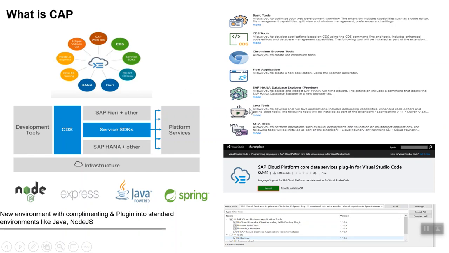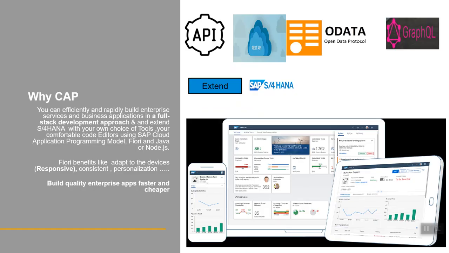Now we see what the tools are. We will also see why we need this CAP. As we read, to develop enterprise-ready services, REST APIs or the OData protocol, or to extend S4 HANA, or to develop the Fiori applications, we are going to use CAP. So with CAP, we can rapidly and efficiently build enterprise services and business applications in a full stack development approach.